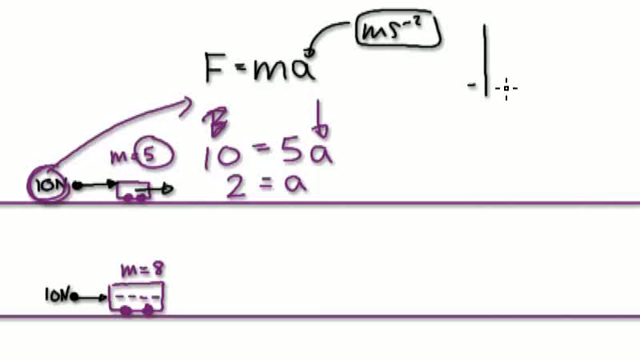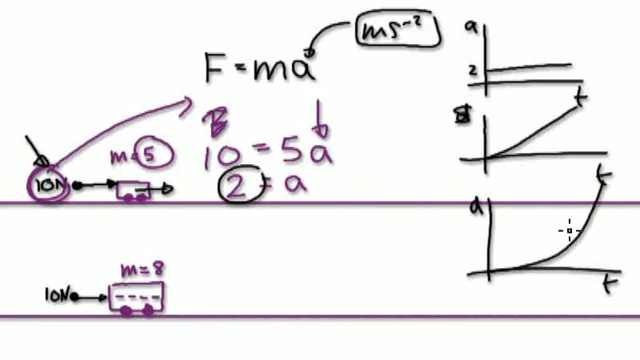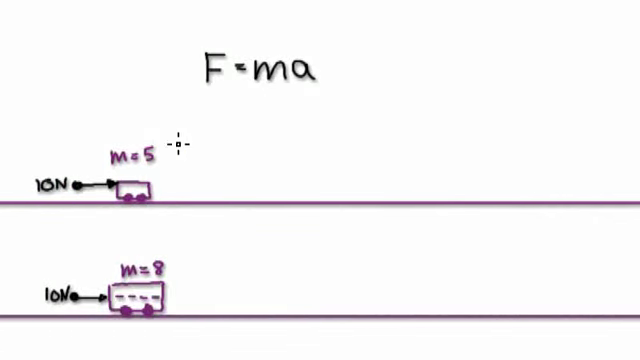So what that means is, remember our acceleration time graph, our speed time graph, and our distance time graph. When you apply a force of 10, the acceleration of this car will be 2. So the acceleration here is 2. That means the speed will keep on increasing like that, and then the distance covered by the car will be something like this. It will be a quadratic.